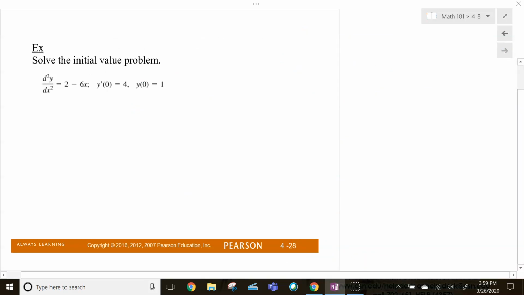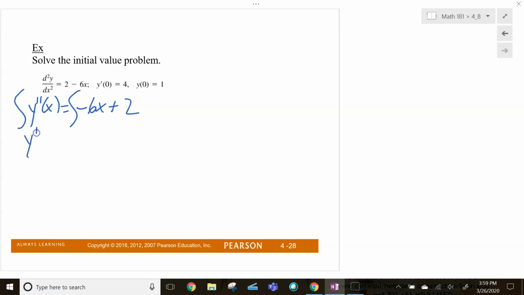And it goes through that point, negative 1, 1. Here's another initial value problem. This time, though, it looks like we have a second derivative. So if the second derivative is negative 6x plus 2, when I run the integral, then I'll have the first derivative, right? So let's run the integral: negative 6x squared over 2 plus 2x plus a constant. So here's my derivative.